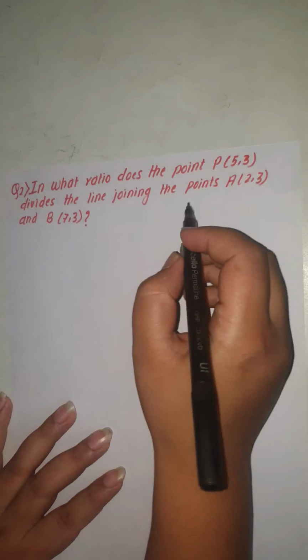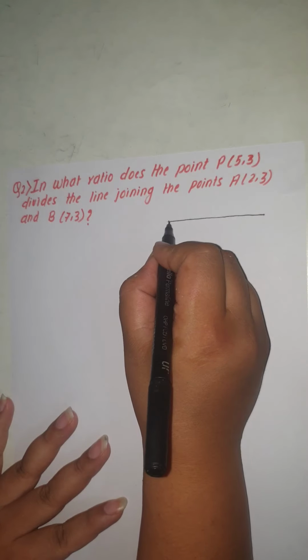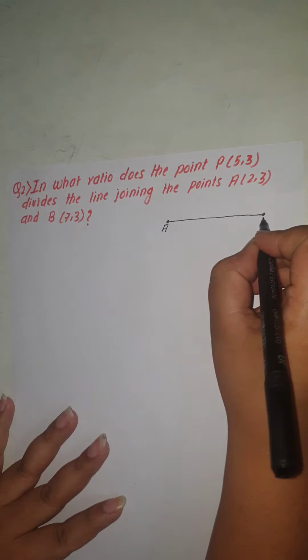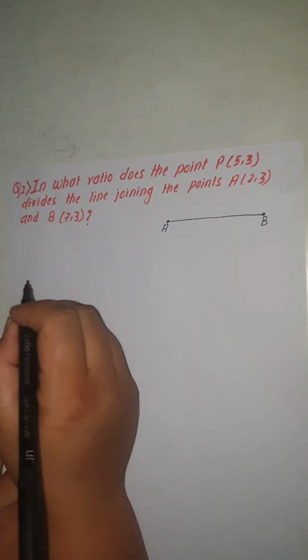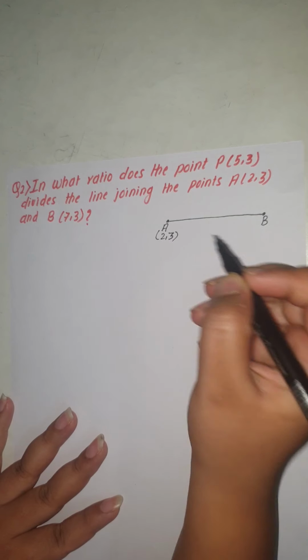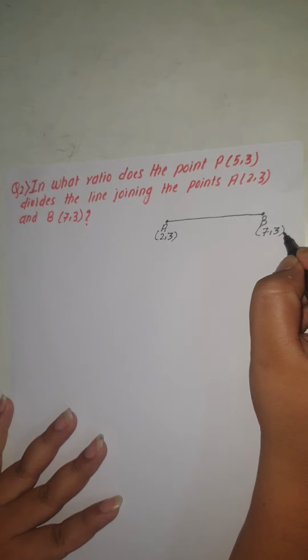Let me illustrate the question in the form of a figure. It will give you more detailed information regarding the question. So again, A and B I'm writing here. A is (2, 3), B is (7, 3), right?